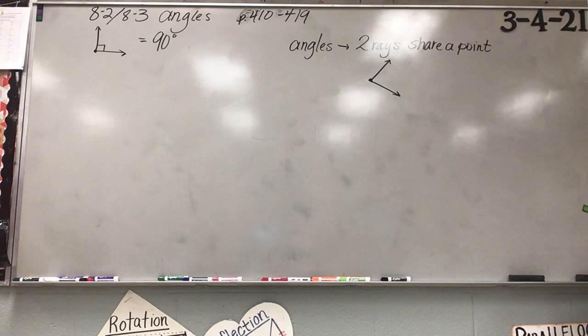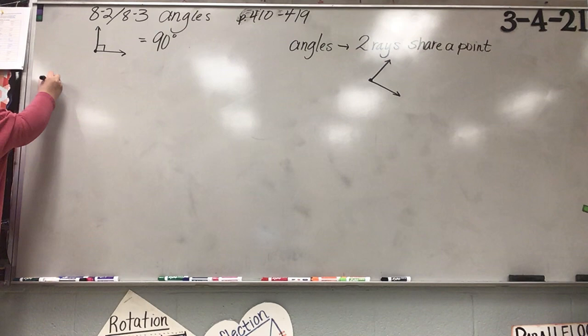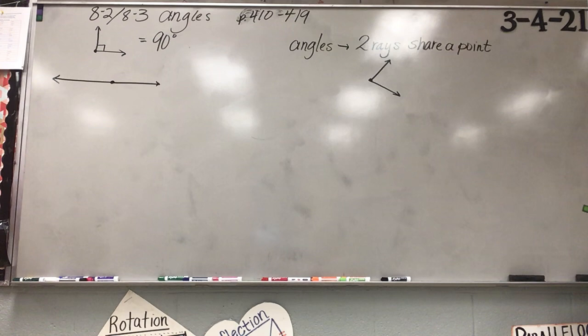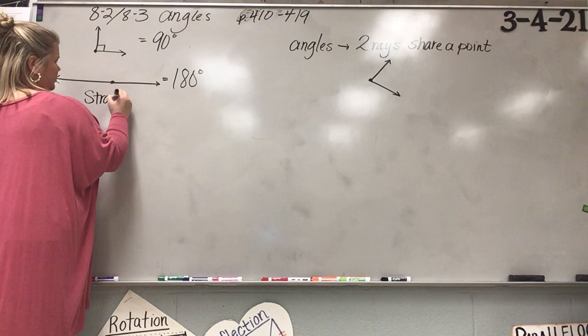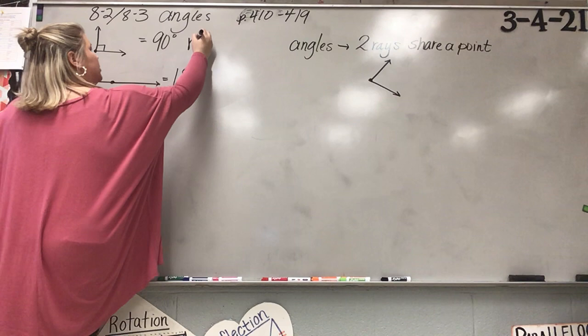So, now you have the 90 degree angle. Guess what angle that is? Straight angle. It's a straight angle. It equals 180. We call this the right angle. Y'all need to know this.